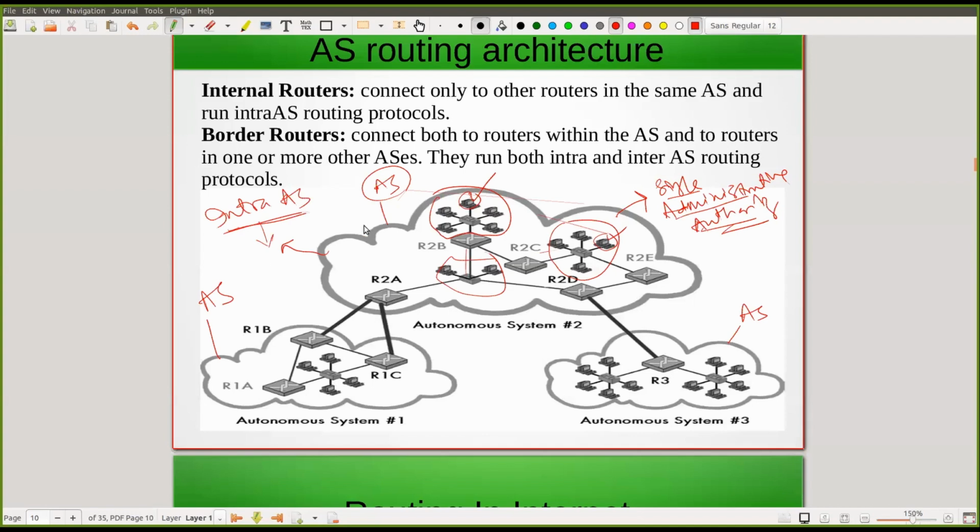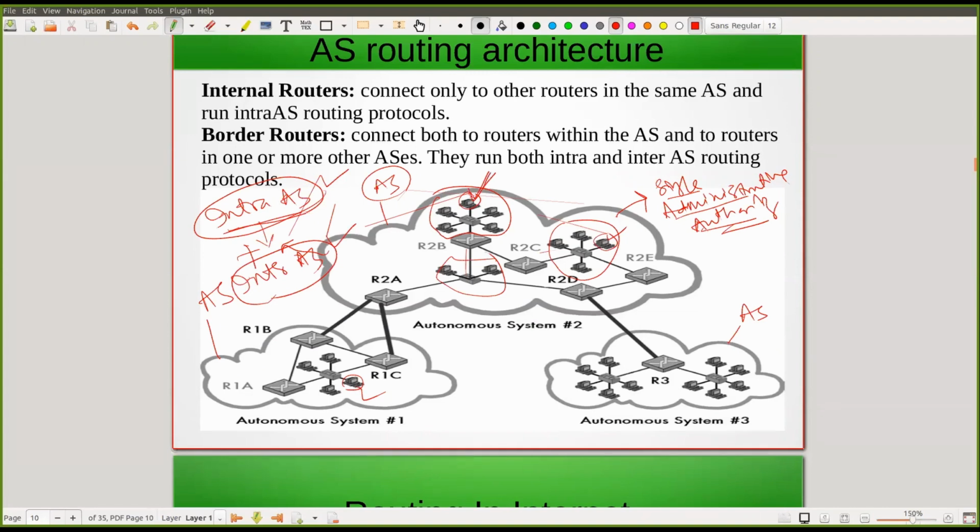But if my requirement is to send a packet from here and receive it here, and the two machines belong to two different autonomous systems, then the intra-AS routing algorithm alone is not sufficient to carry the packet from here to here. Along with intra-AS, we have to add one more routing algorithm that is called inter-AS. That means combining both intra-AS and inter-AS routing algorithms makes this communication possible from this machine to this machine.